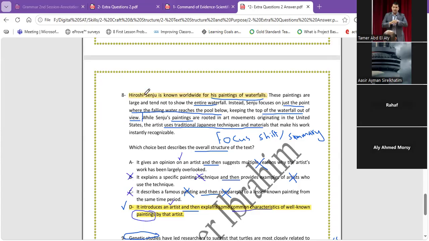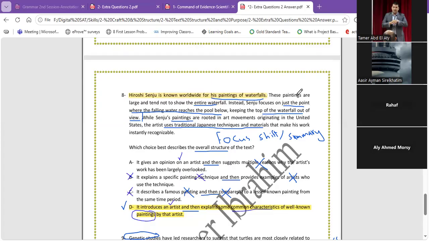Here he said, Hiroshi Senju is known worldwide for his paintings of waterfalls. It gives an opinion of an artist. Yes, known worldwide. It explains a specific painting technique. No. It describes a famous painting. No, it talks about paintings. It introduces an artist. Yes. So now I'm between A and D. Look, it's easy. What are you going to do after that? Read the rest of the text, but don't go to the eliminated one.